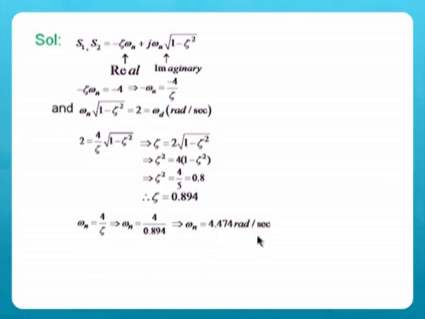You get 4.474 radians per second. You can see that always this omega n should be more than omega d, because omega n is the natural frequency of oscillations of the system without any damping factor, that is zeta equal to 0. Once you introduce zeta, some value, then omega d comes into the picture, and it will definitely be less than omega n.